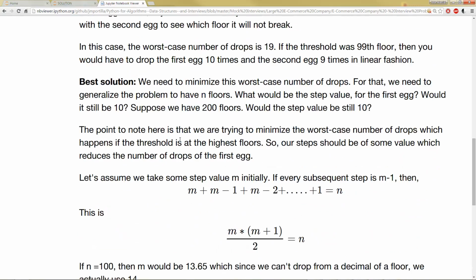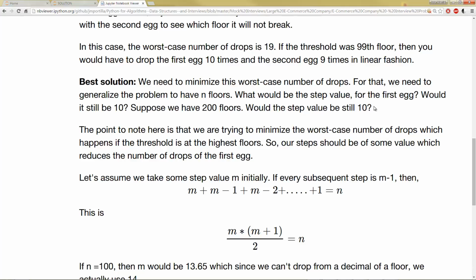So for the best solution, what we need to do is minimize the worst case number of drops. So for that, let's go ahead and generalize that problem to have n floors. And this is something you should definitely do in an interview, generalizing problems. That's huge. The interviewer will really like that you do that, and it's really necessary to solve this problem.